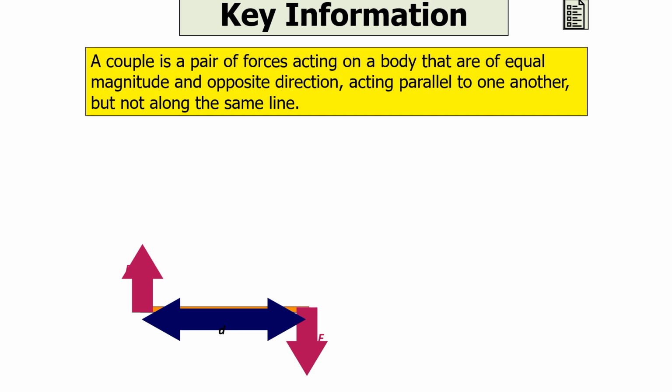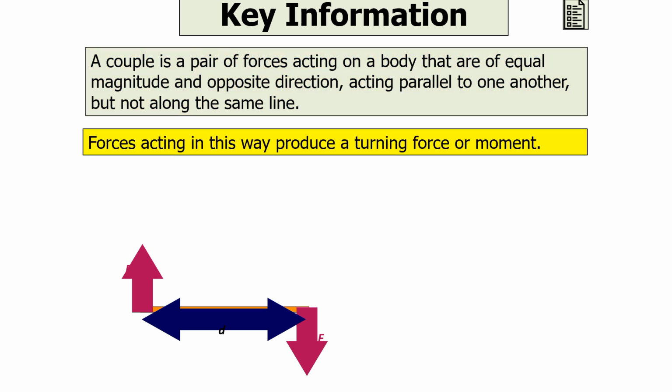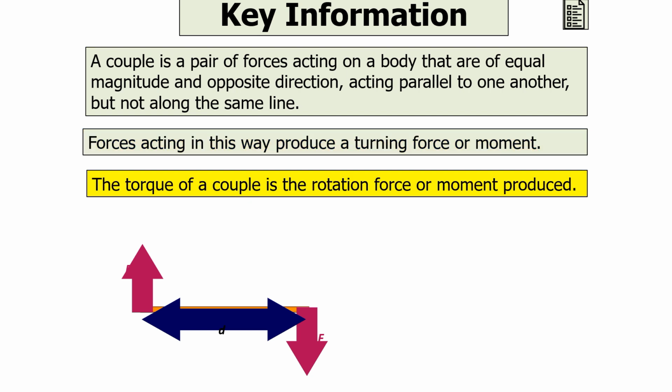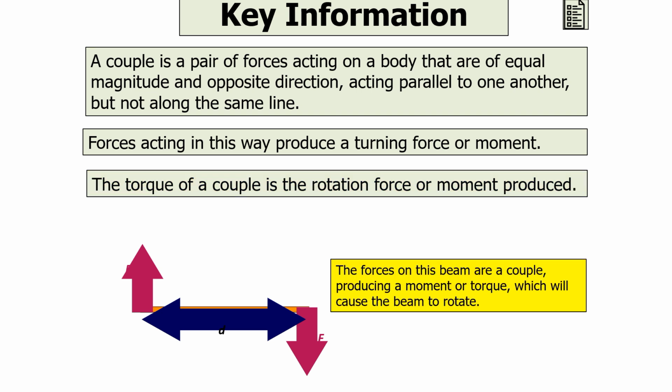Now, a couple is a pair of forces acting on a body that are of equal magnitude and opposite direction, acting parallel to one another but not along the same line. Forces acting in this way produce a turning force or moment, and the torque of a couple is the rotation force or the moment produced. The forces on this beam are a couple producing a moment or torque which will cause the beam to rotate. Examples of couples in the real world include turning a steering wheel, twisting a bottle cap, or turning a spanner around a bolt.